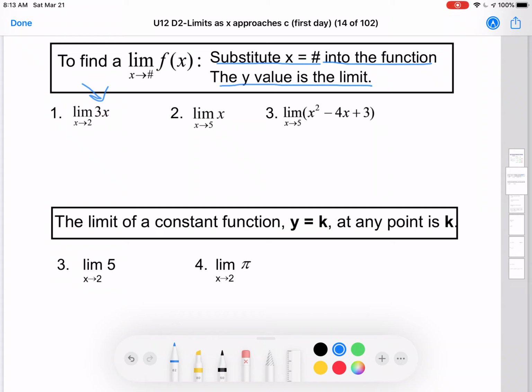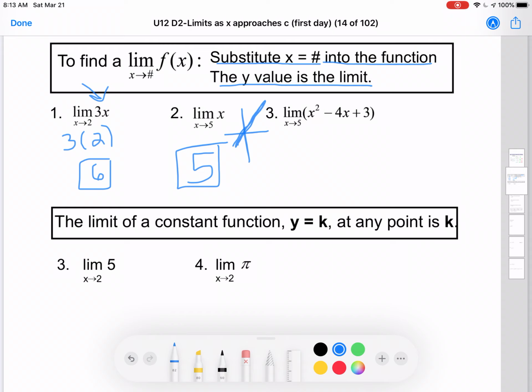So if I plug in 2, the limit is 6. And if you graph y equals 3x, and you want to find the limit as x approaches 2, when I approach from both sides, it is 6. Next one, same thing. You can just replace 5 right in. Remember what this graph looks like? That's it, just y equals x.